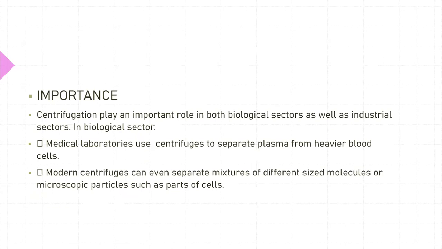What are the important applications? Centrifugation plays an important role in both the biological sector as well as the industrial sector. In the biological sector, medical laboratories use centrifuges to separate plasma from heavier blood cells, while modern centrifugation can even separate mixtures of different size molecules or microscopic particles such as parts of cells.